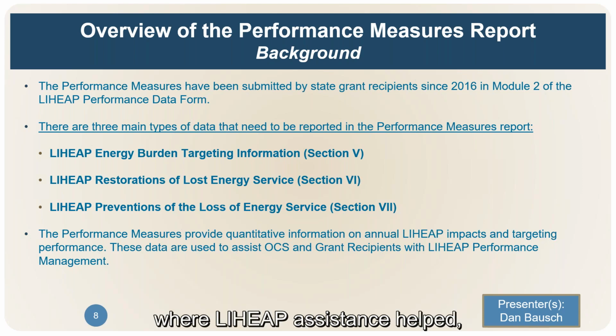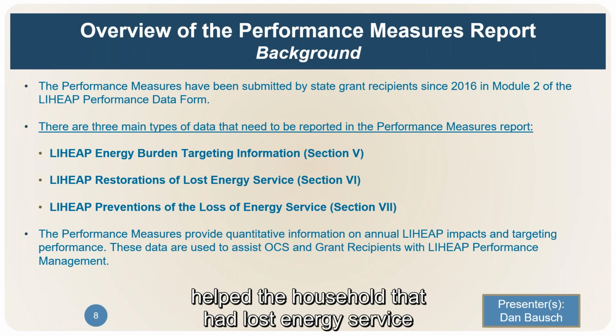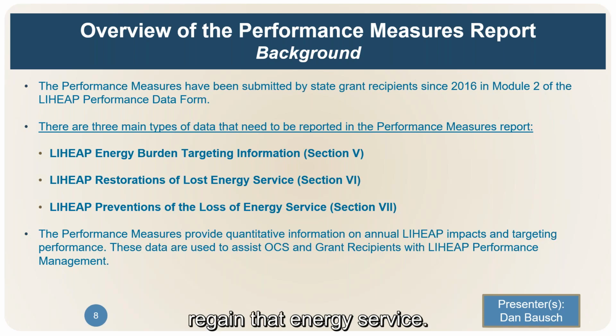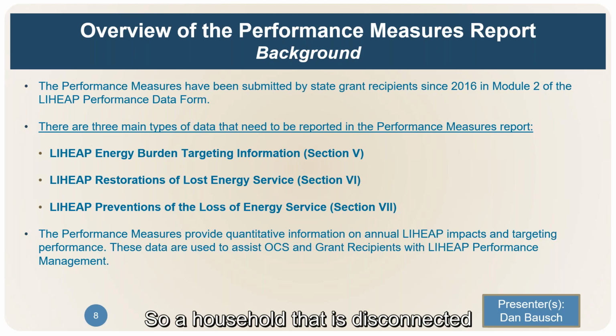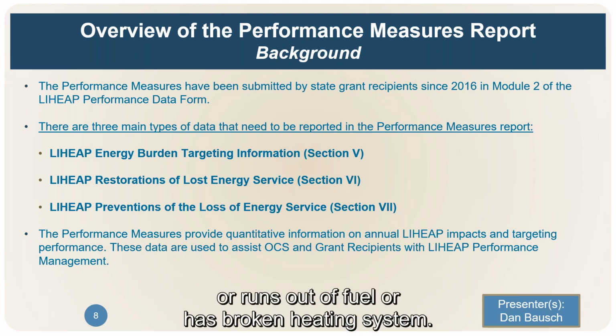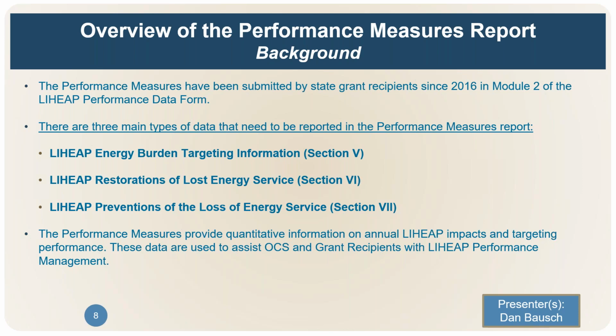In section 6 of the report, you're asked to report on the number of instances where LIHEAP assistance helped a household that had lost energy service regain that energy service. So a household that is disconnected or runs out of fuel or has a broken heating system.